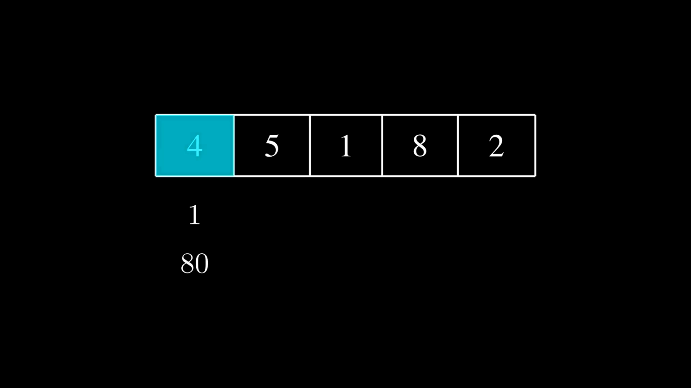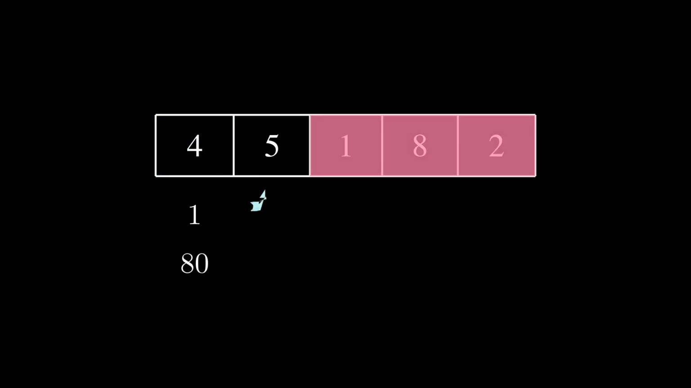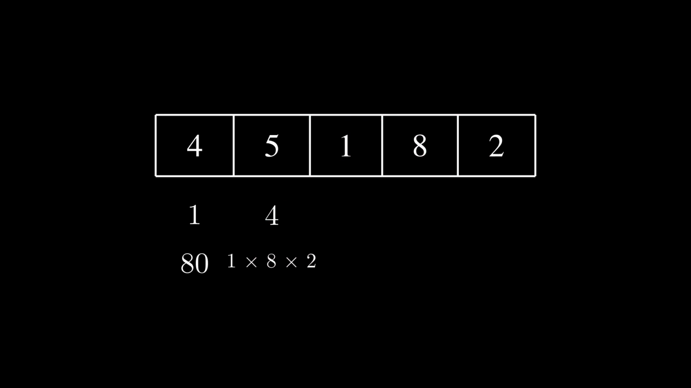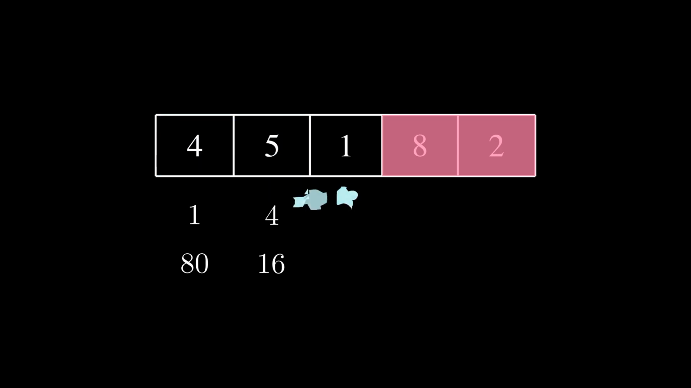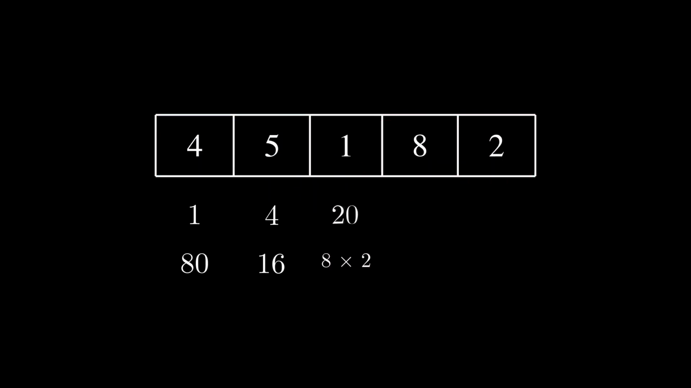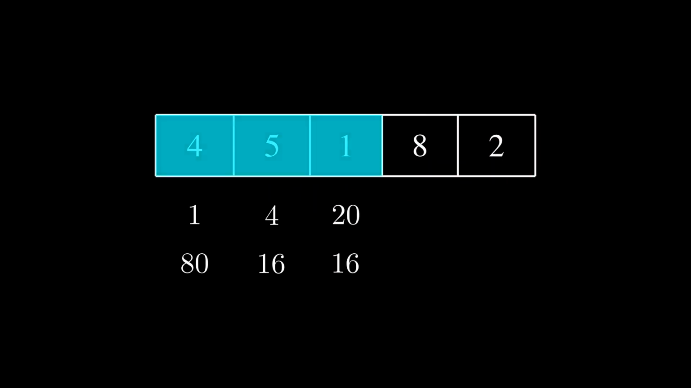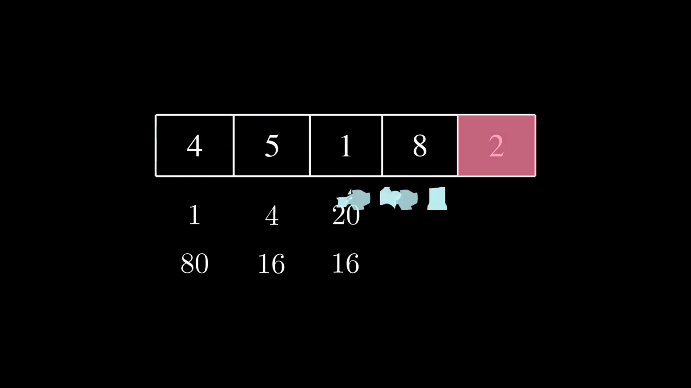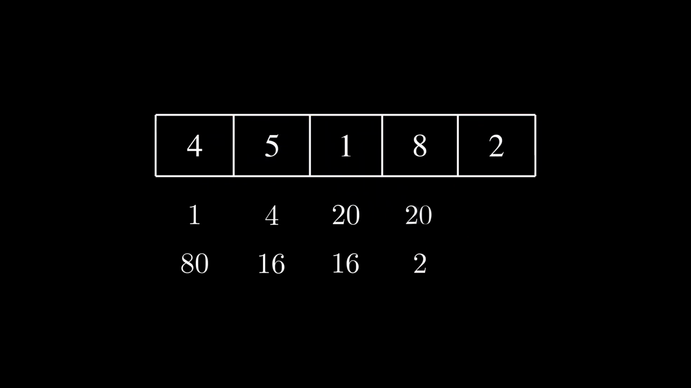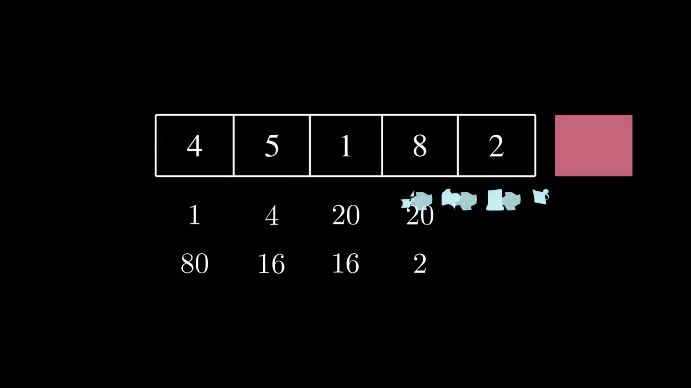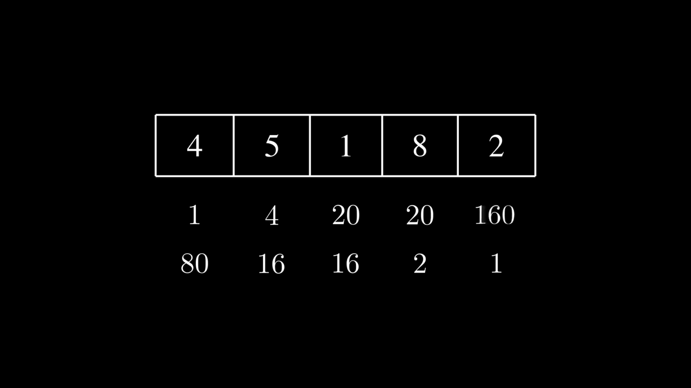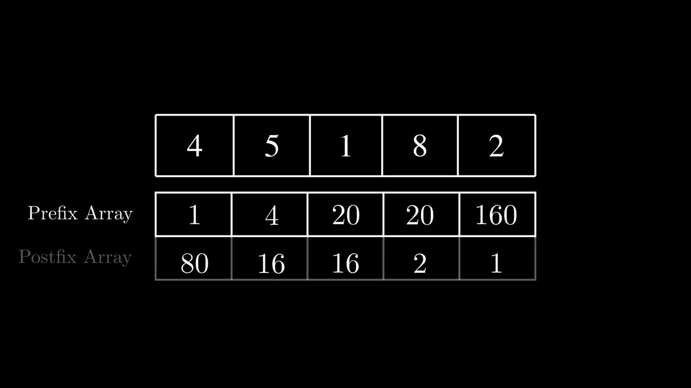Now all you have to do is carry out the multiplication and you have your first prefix and postfix values. We now move to the next element 5 and do the exact same thing. Left side and right-hand side. Then we do the same for 1, and then the exact same for 8 and 2. In 2, we notice that the right-hand side is blank, so we substitute it with 1, so the final postfix array value is 1. We now have our prefix and postfix values, so what does this exactly mean?